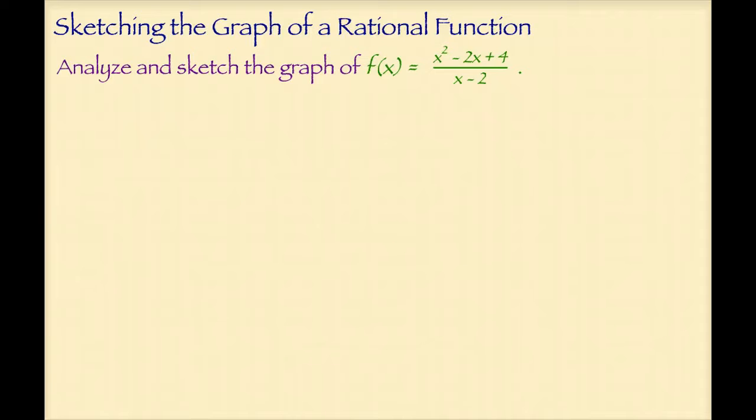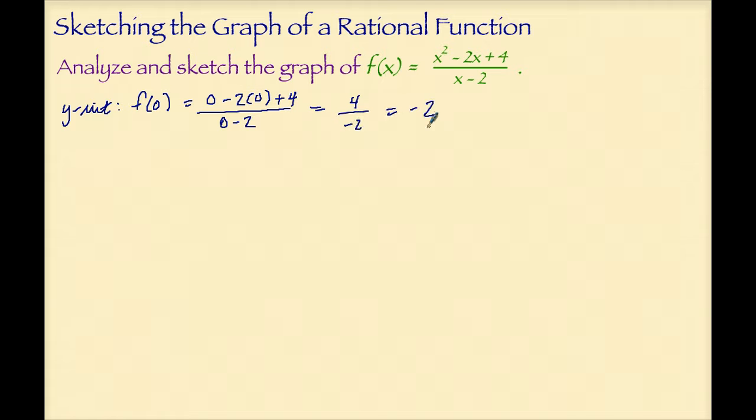Analyze and sketch the graph of f of x equals x squared minus 2x plus 4 all over x minus 2. This is another rational function. Let's start with the y-intercept. The y-intercept is found at f of 0. So we'll put 0 in for x in the function to discover what the y-intercept is. We'll have 0 minus 2 times 0 plus 4 over 0 minus 2. This simplifies to 4 over negative 2, which reduces to negative 2. So negative 2 is our y-intercept.